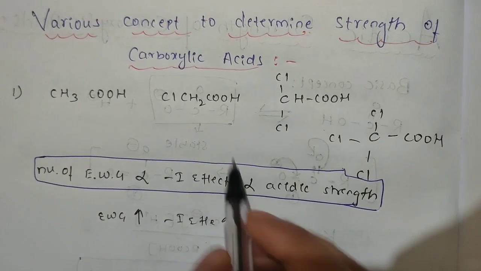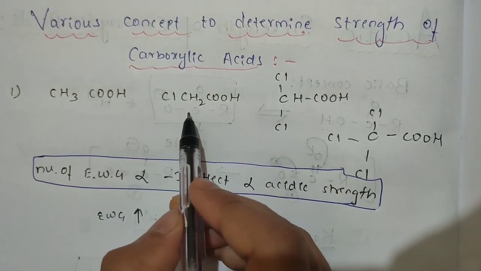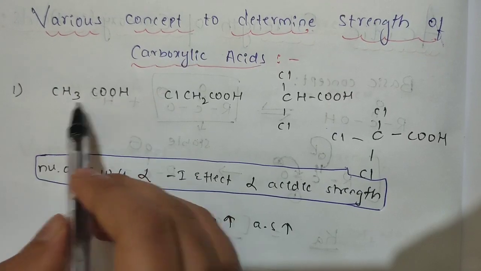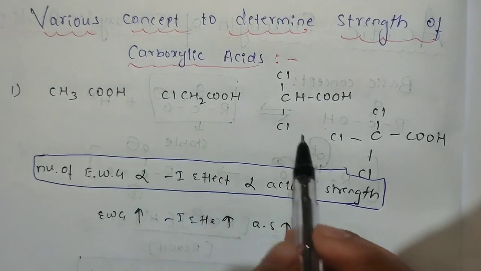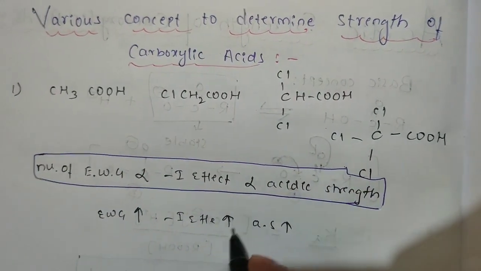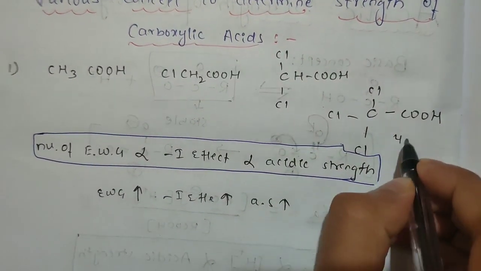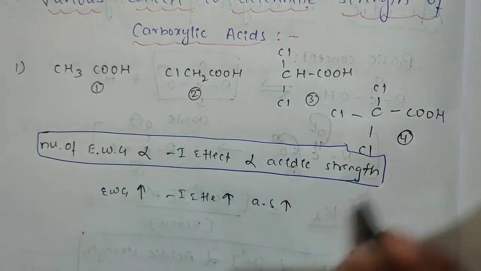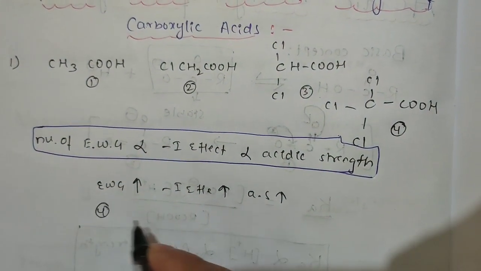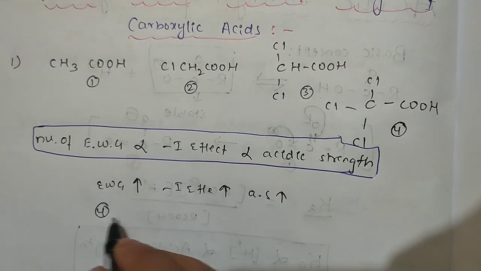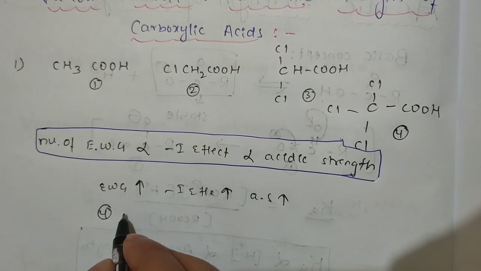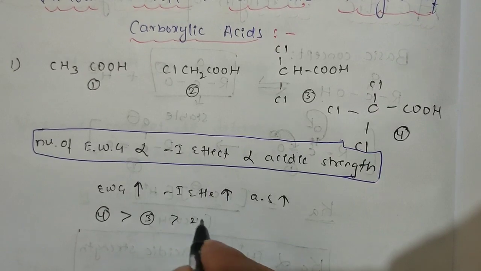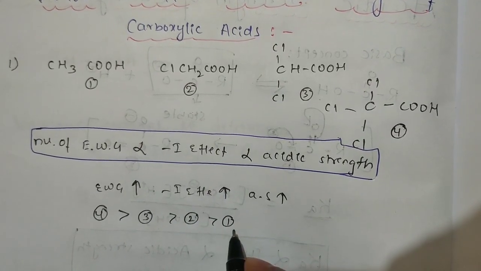Now see, here is one electron withdrawing group, it comes second to last, and here there is no electron withdrawing group, which comes very last. So first is this one. I am naming them 4, 3, 2, 1. So I am going to assign the order of increasing acidic strength: first is 4, next 3, 2 and 1.